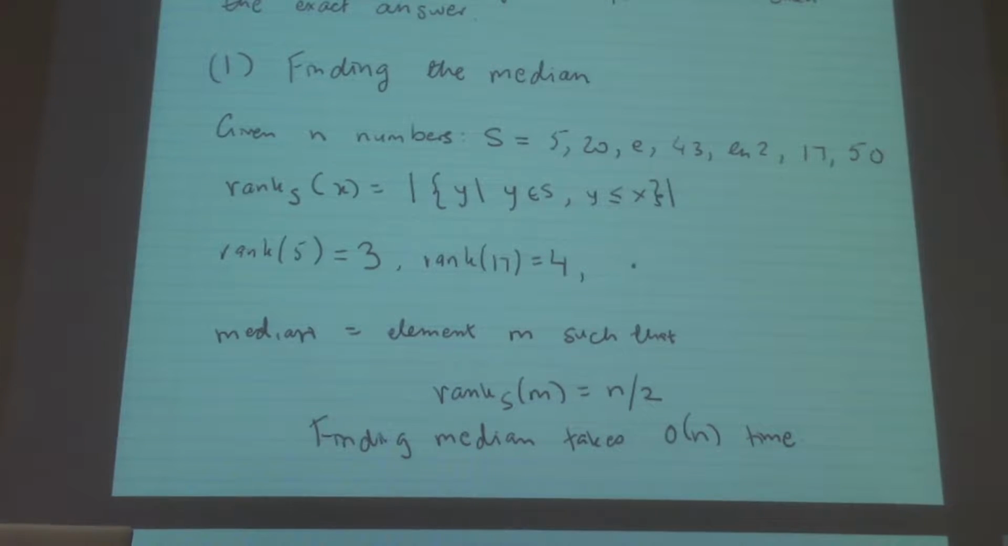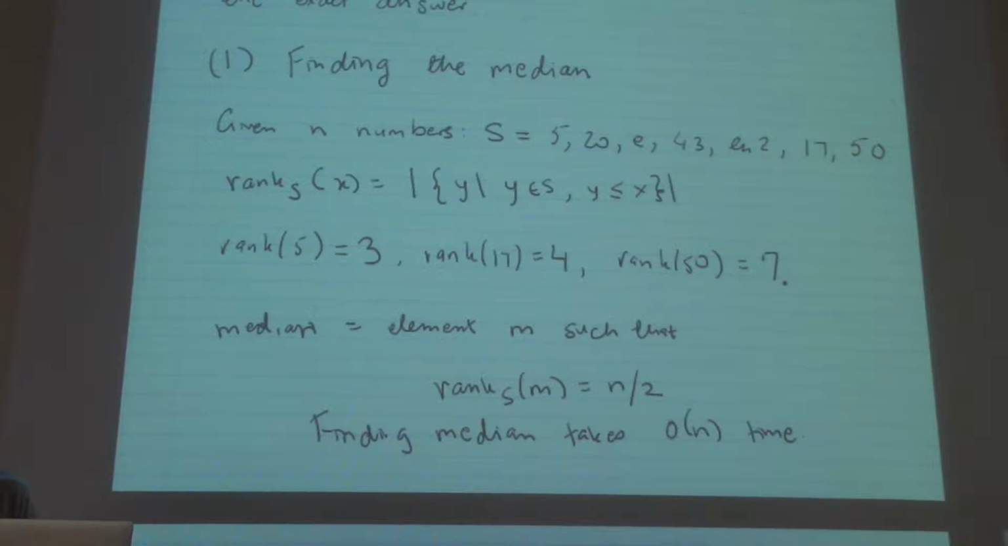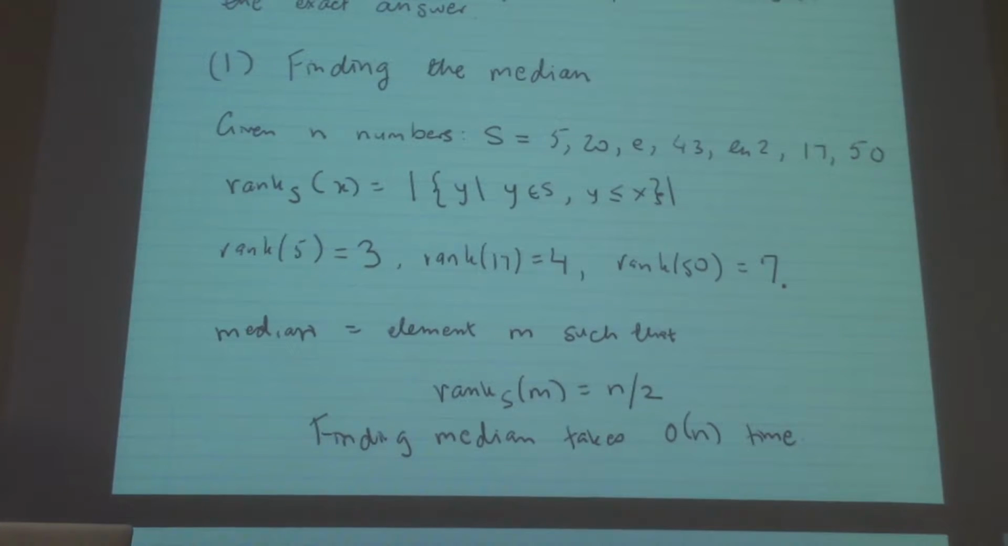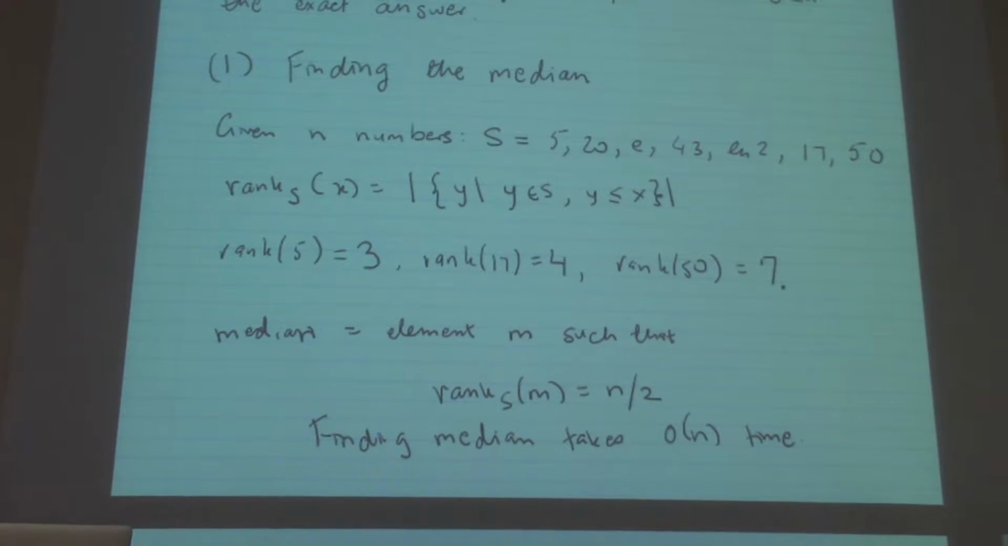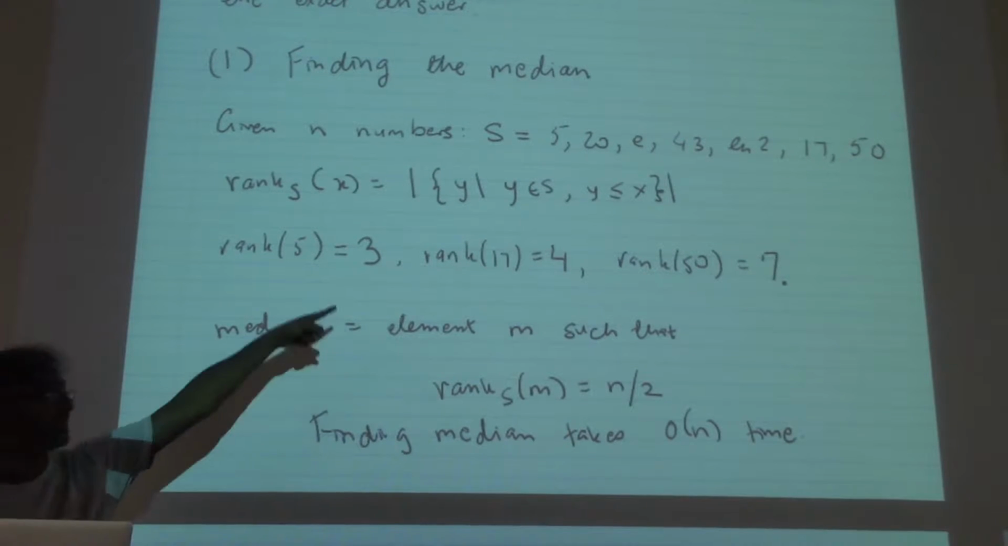Okay, what's the rank of 50? Okay. So of course the median is the middle of the list. But since we're talking about approximations, I want to have a number as an output. So I'm going to say the median is an element whose rank is, well in this case I should have said (n minus 1) over 2. So in this case the median is 17.